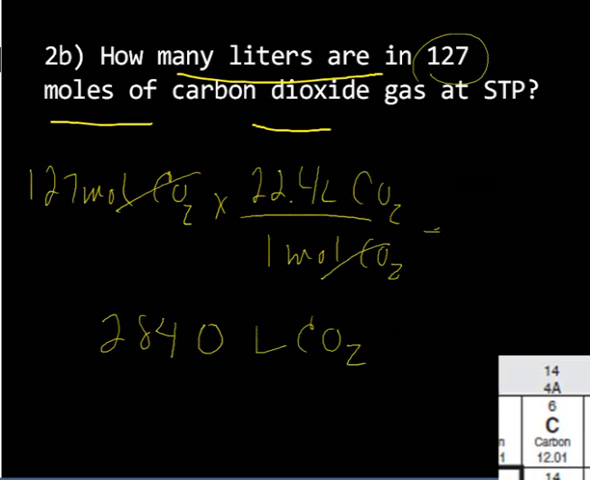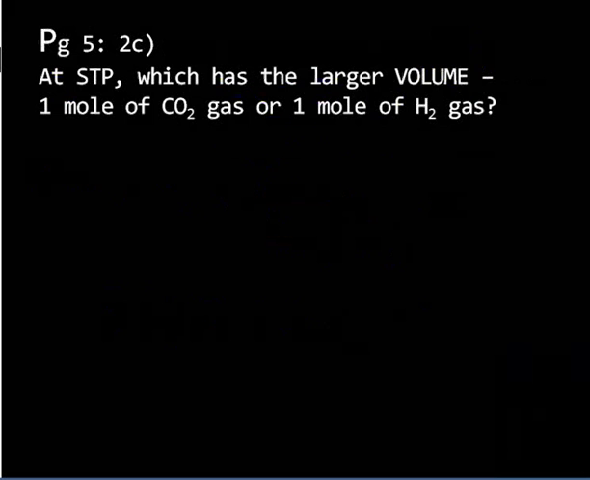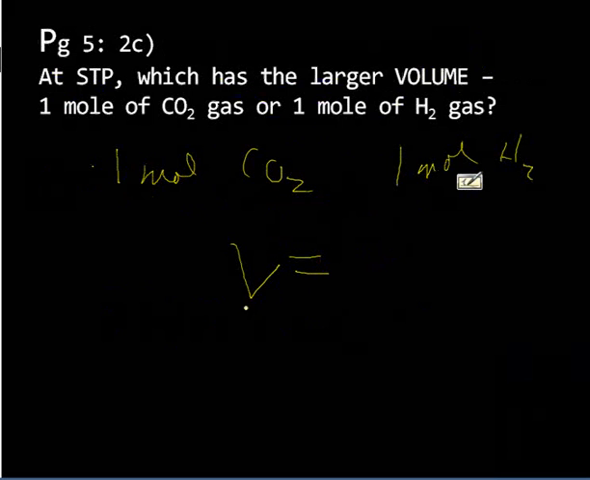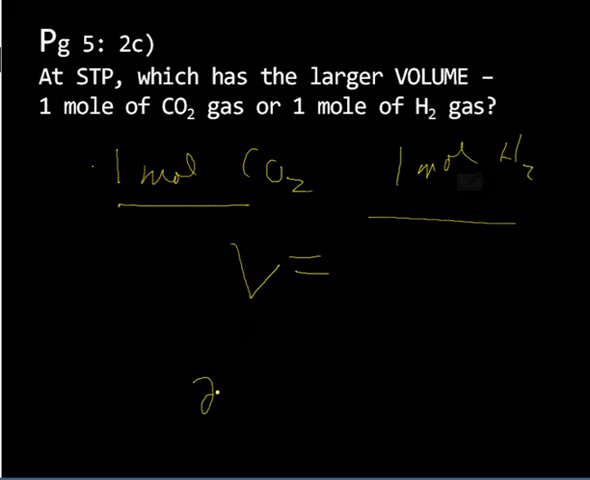So the periodic table in this case doesn't help us. We're not using mass, so we don't need anything on the periodic table. All right, one more question. At STP, which has the larger volume, 1 mole of CO2 or 1 mole of H2? The answer is the volume is equal, because 1 mole of any gas at STP is going to occupy the same exact volume, and that would be 22.4 liters. That's going to do it.